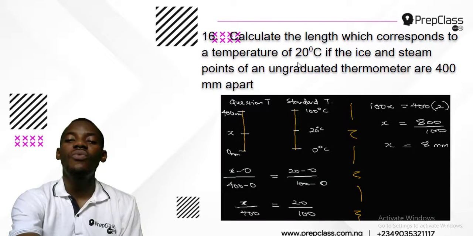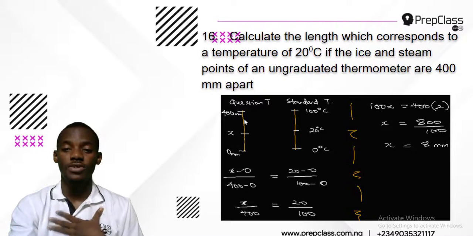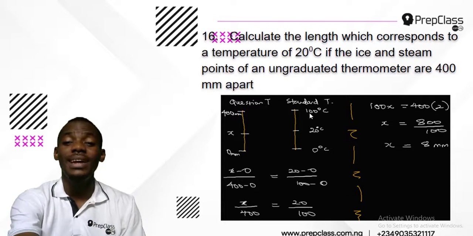The gap between the interval, that's the ice point and the steam point of the thermometer in the question, is between 400 and 0. That's the maximum is 400, the minimum is 0. Let's call this one the thermometer in the question, and this one the standard thermometer. Now 400 millimeters is the maximum of the question thermometer, because it was said the gap between the ice and the steam point is 400. So that means 400 to 0 gap.